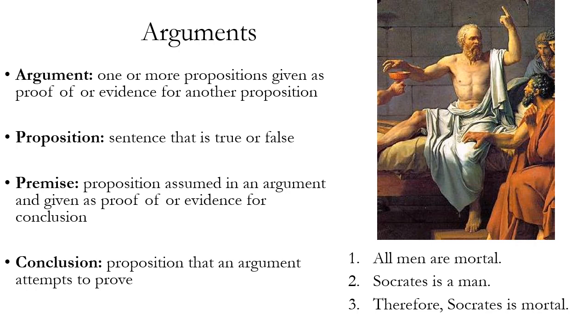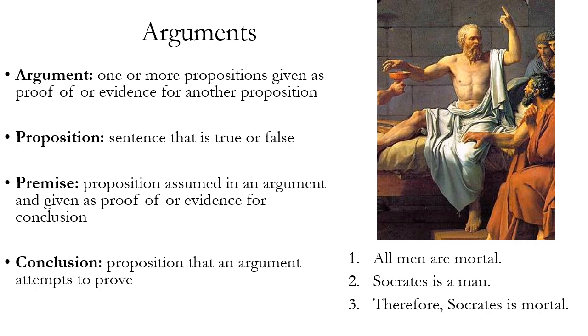Now, the propositions in an argument are going to be of two kinds, premises and conclusion. Every argument has exactly one main conclusion. That's the proposition that the argument is trying to prove. And every argument has one or more premises. The premises together are given as evidence for or proof of the conclusion.